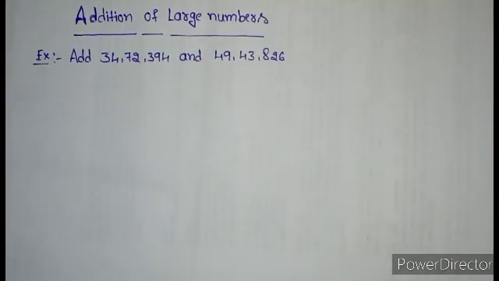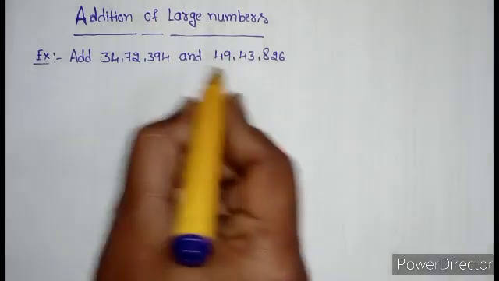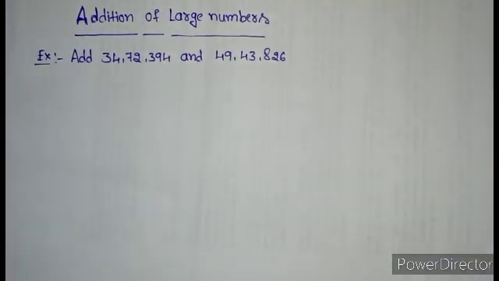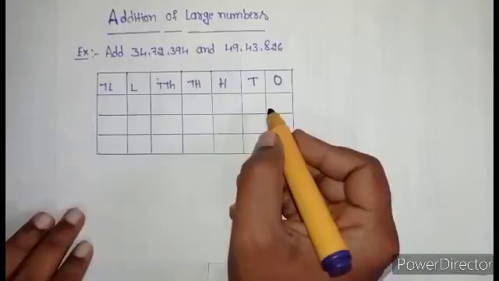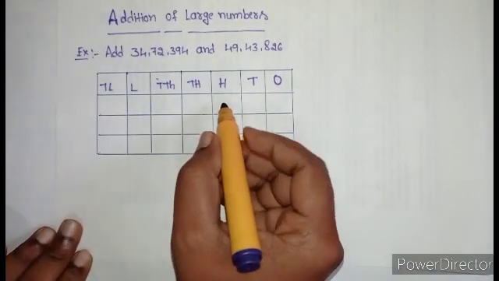For example, add 34 lakh 72,394 and 49 lakhs 43,826. To find that, we have to add these two numbers. To do this problem, we should first write the place value chart. All of you remember the place value chart. Now I am going to insert these numbers in the place value chart.